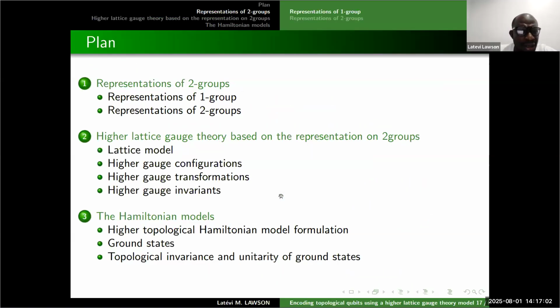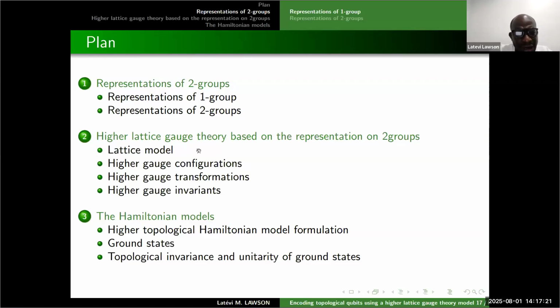To do this, I will follow this plan. First of all, I have to explain the boring part of this presentation, which is the representation of two groups. And the second point is to assign these two groups to a lattice model, in what we call higher gauge theory.